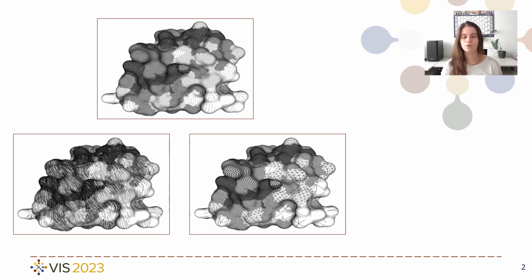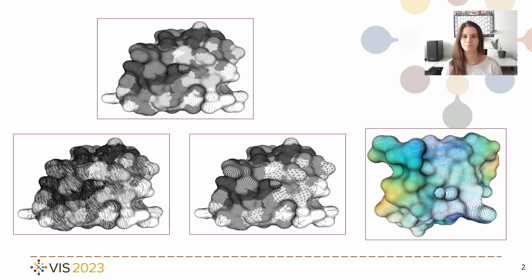Often, data is encoded on surfaces using color maps. However, sometimes we might want to use grayscale images, or we could use illustrative techniques to encode an additional attribute. In our work, we investigate the perception of illustrative textures, or more specifically, stippling, hatching, and triangles.